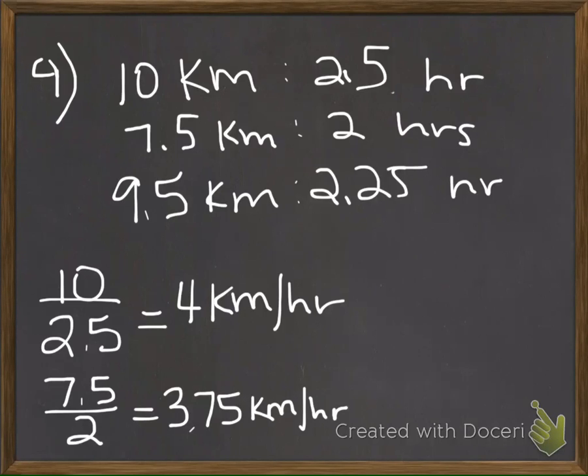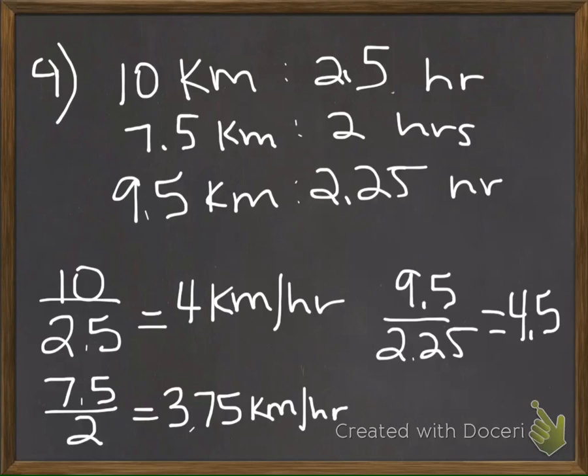Okay? And then the last one is Olga ran 9.5 kilometers in 2 25/100ths of an hour. So now you have divided that on your paper. What is Olga's rate per hour? 4 and what? 4 2/10. 4 2/4. So 4 5/10. 4.5. Okay. All right. So Olga ran 4.5 kilometers per hour.